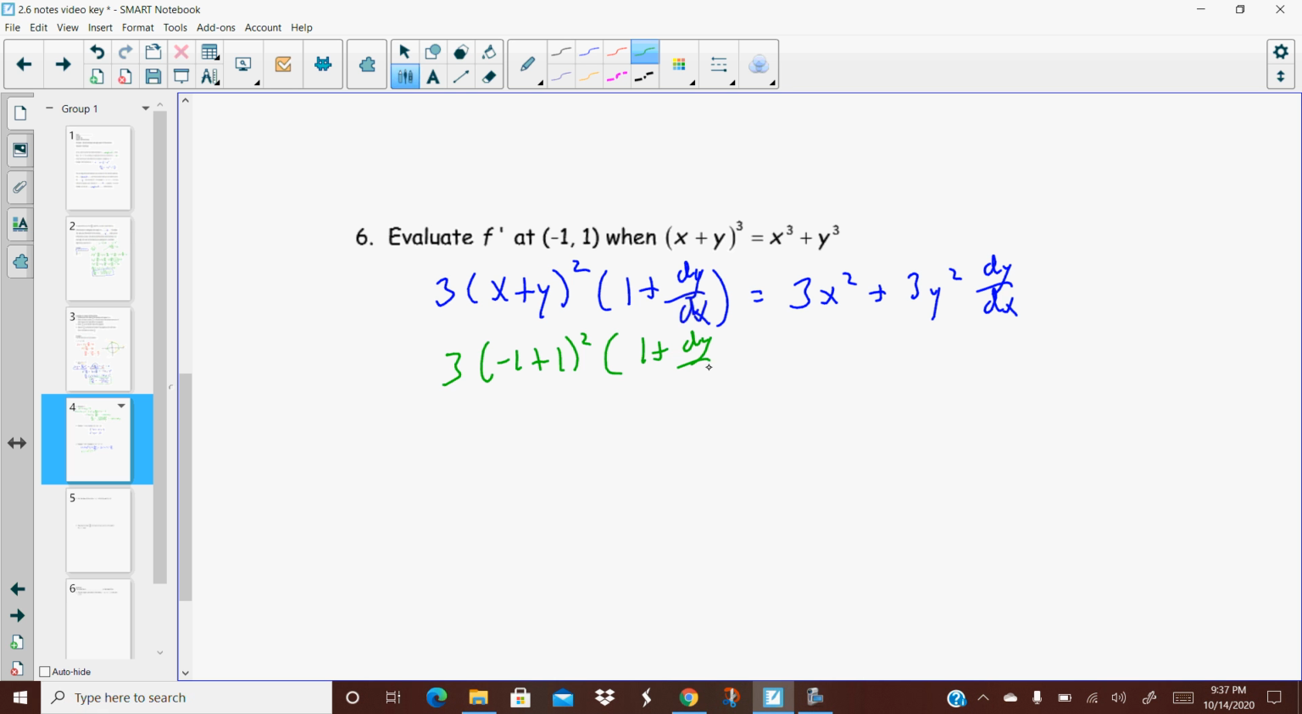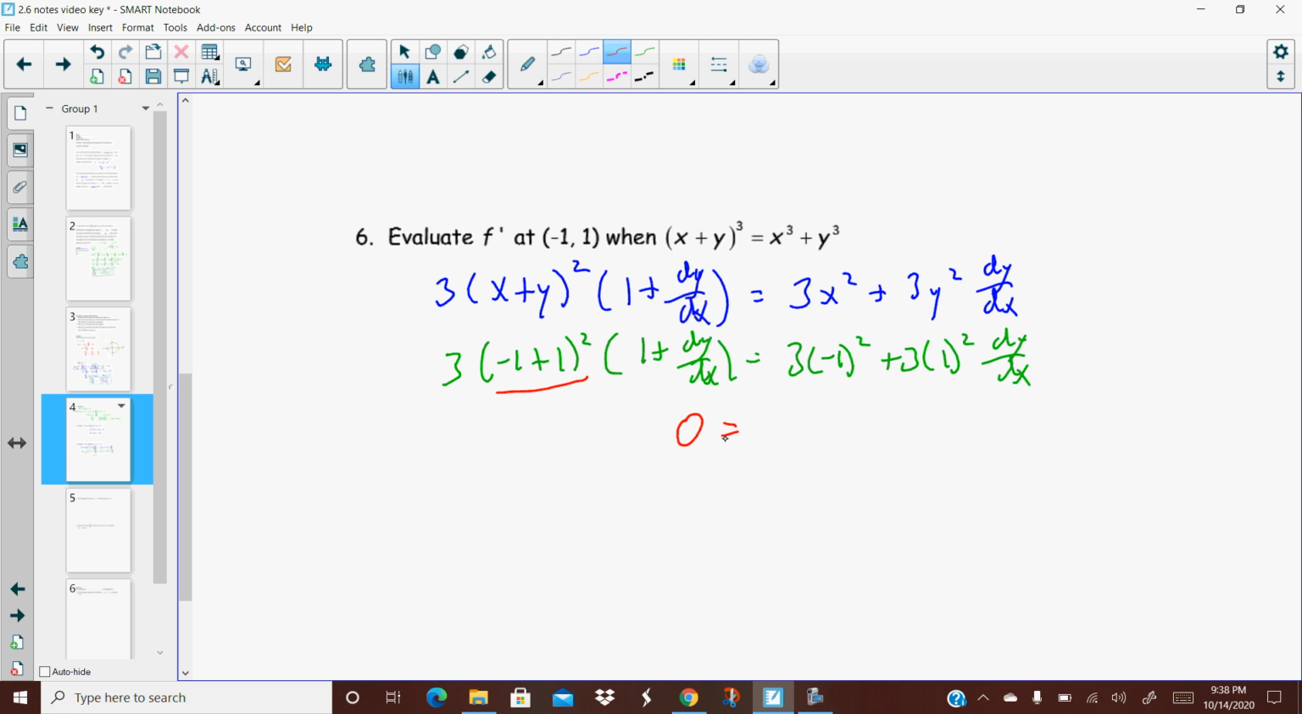Plus 1 over dy over dx equals 3 times negative 1 squared plus 3 times positive 1 squared dy over dx. And why did I say that the part on the left was going to be nice? Well, if you look in the parentheses, negative 1 plus 1 is 0. Square that, it's still 0. Multiply it by 3, it's still 0. Multiply it by 1 plus dy dx. Guess what? It's still 0. So the whole left side is still 0.